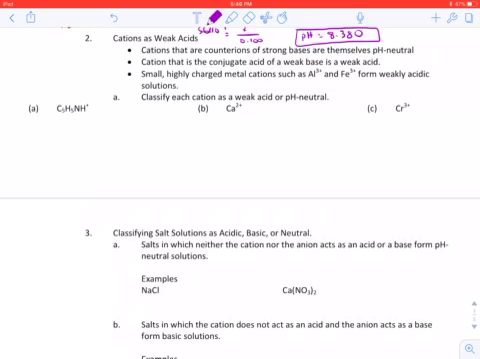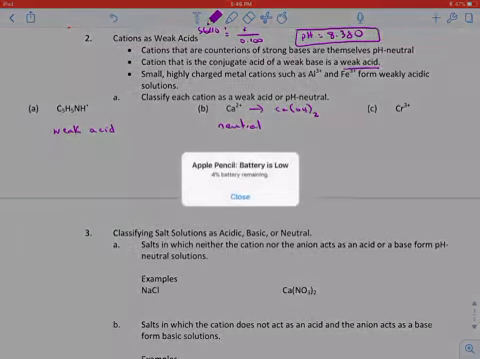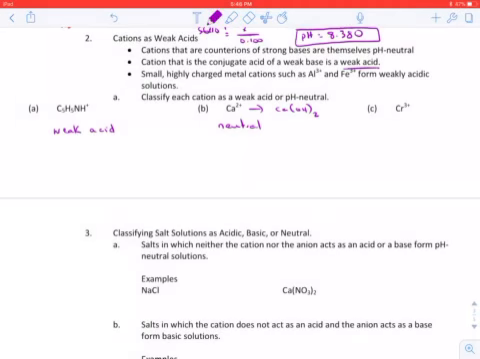So let's look there. This one right here, C5H5NH+. Well, that is not a strong base. It's not one of our 8 strong bases, so that tells me it's going to be a weak acid. All right, if we look at the next one, calcium is the conjugate acid of a strong base, so this one is neutral. All right, we are not going to form calcium hydroxide. Not going to do it. Cr3+, this is probably one of our small, highly charged metal cations, such as Al. So we're going to say weak acid.